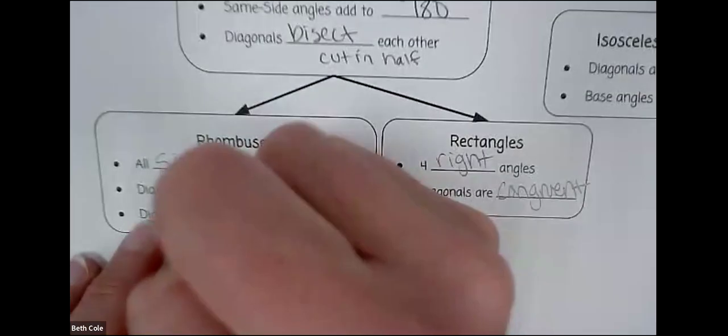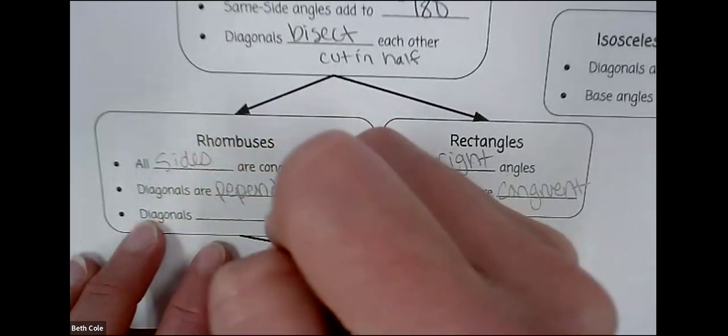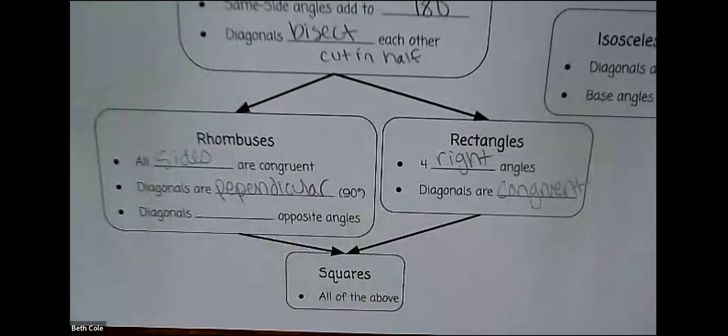The diagonals are perpendicular, which means 90 degrees. So it even says on there 90 degrees. So those diagonal lines, that's a right angle in the middle. So if you get asked, what's that angle in the middle? 90.